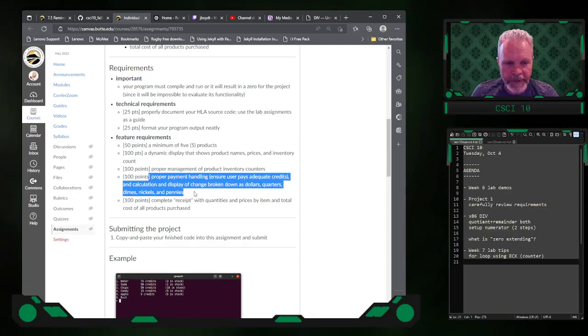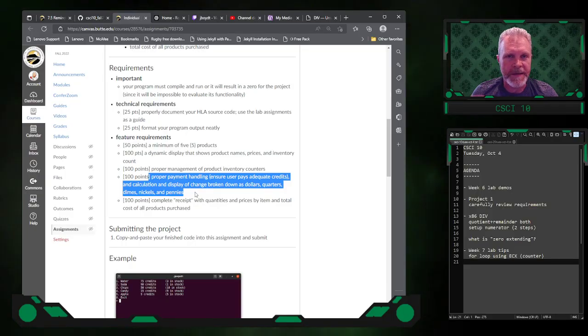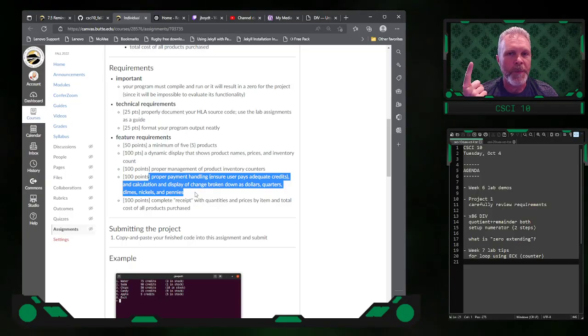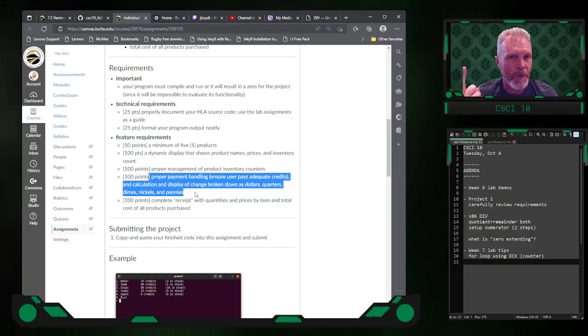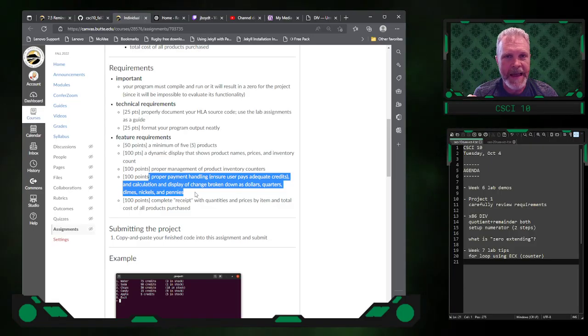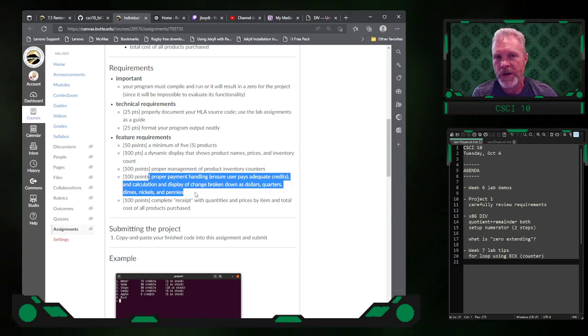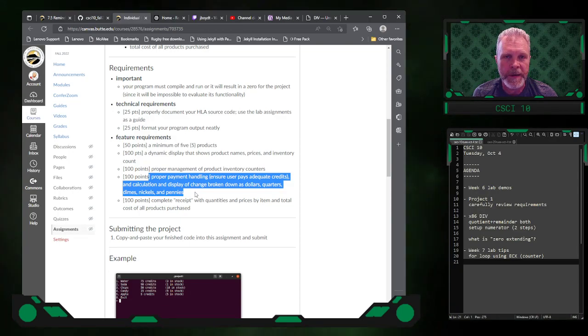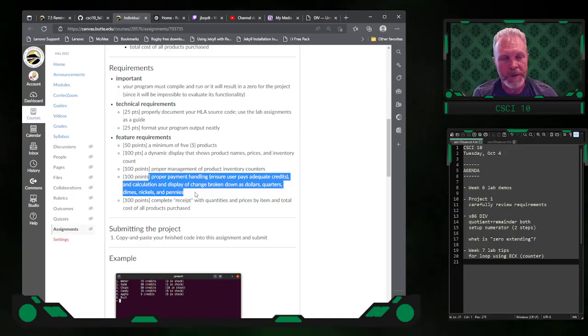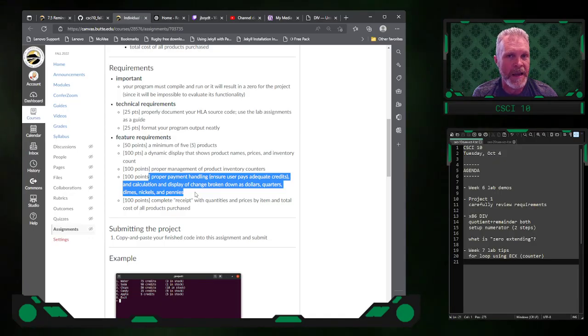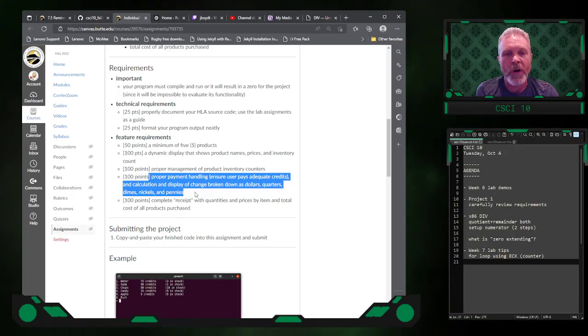So payment handling. That means you must handle underpayment, meaning you need to make them pay more. You must handle exact payment, which means that they would pay exactly what they owe. There'd be no change and no prompt for more payment. And handle overpayment, which would be that you calculate change due. And I will test all of those things.